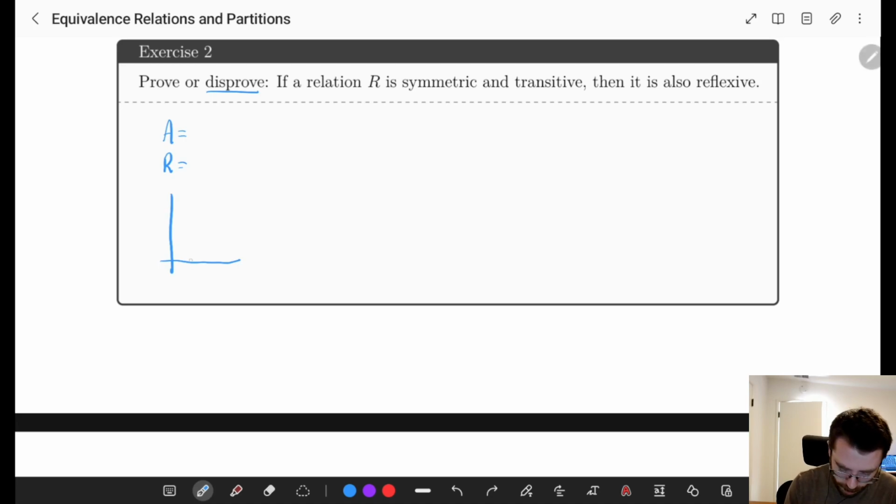So I don't know, let's start with like 2 elements. Right, that's almost as simple as you can get. I want it to be symmetric and transitive. I don't want it to be reflexive. Actually, now that I'm looking at this, I feel like the empty relation is good enough. The empty relation is not reflexive because it doesn't have the diagonal elements. But it is symmetric and transitive, vacuously.